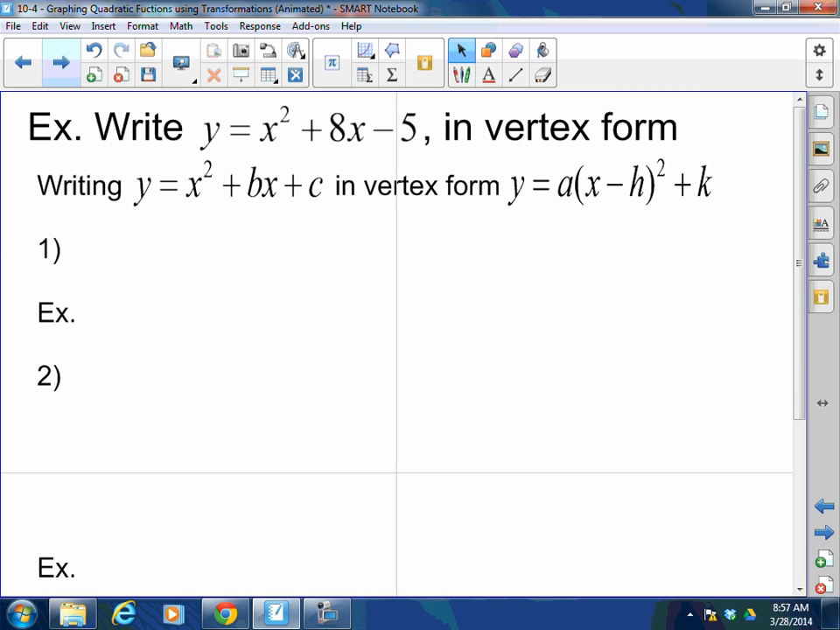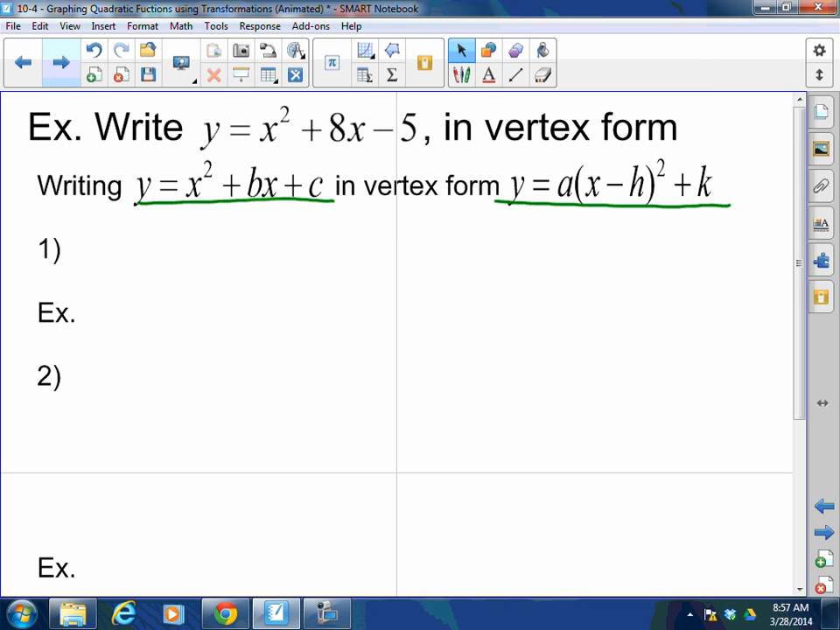Bear with me. It's going to be fine. I want to write y equals x squared plus 8x minus 5 in vertex form, and then from there, I can graph it. Okay, I'm changing from here to here.